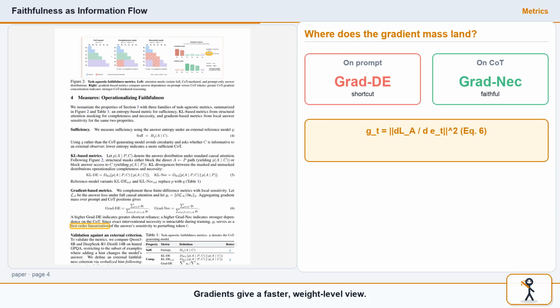Gradients give a faster, weight-level view. Take the answer loss and measure how strongly it depends on each token's embedding. Grad-DE is the share of that sensitivity on prompt tokens. High means shortcut. Grad-Nec is the share on chain of thought tokens. High means real dependence. 1 forward-backward pass, no masking.